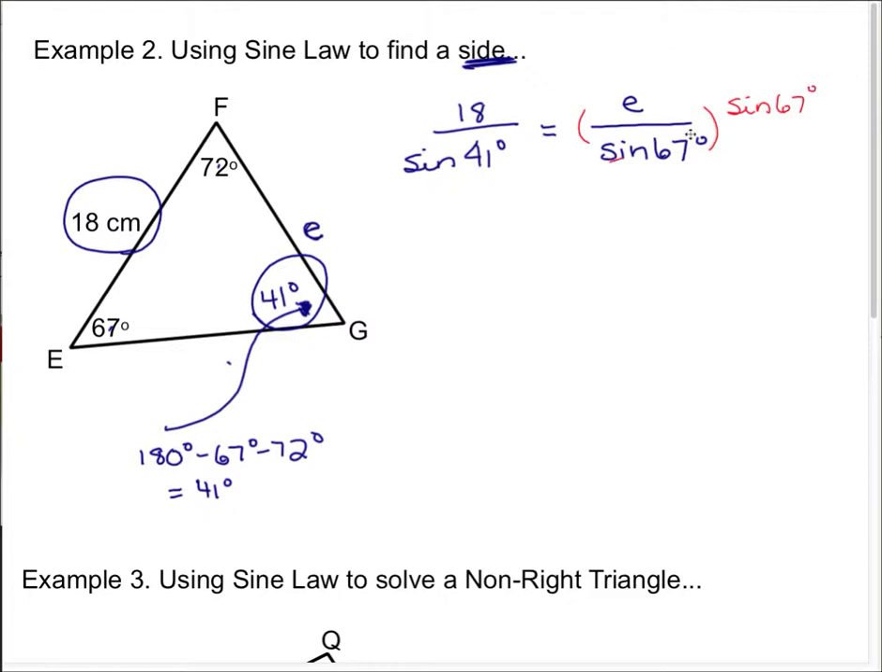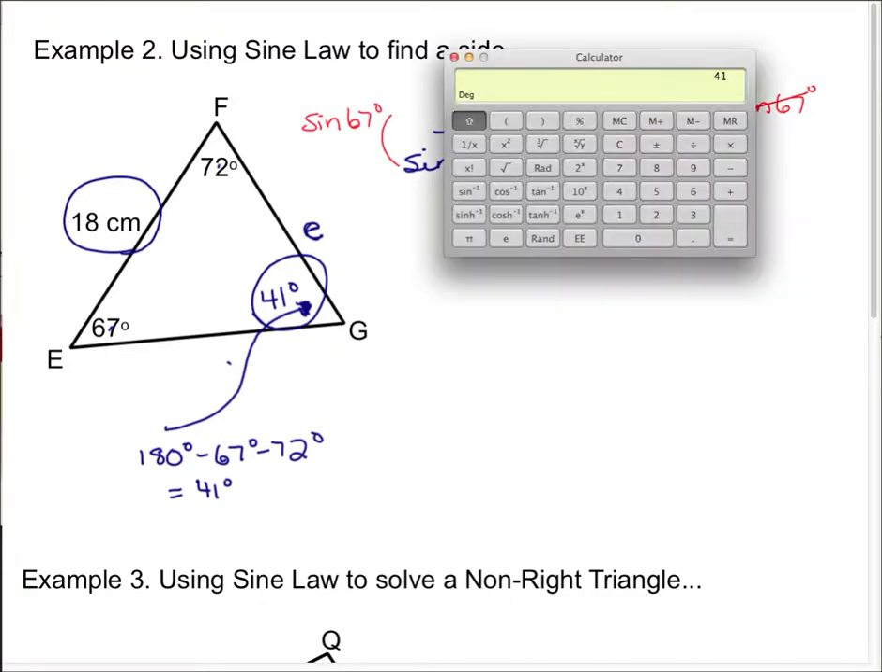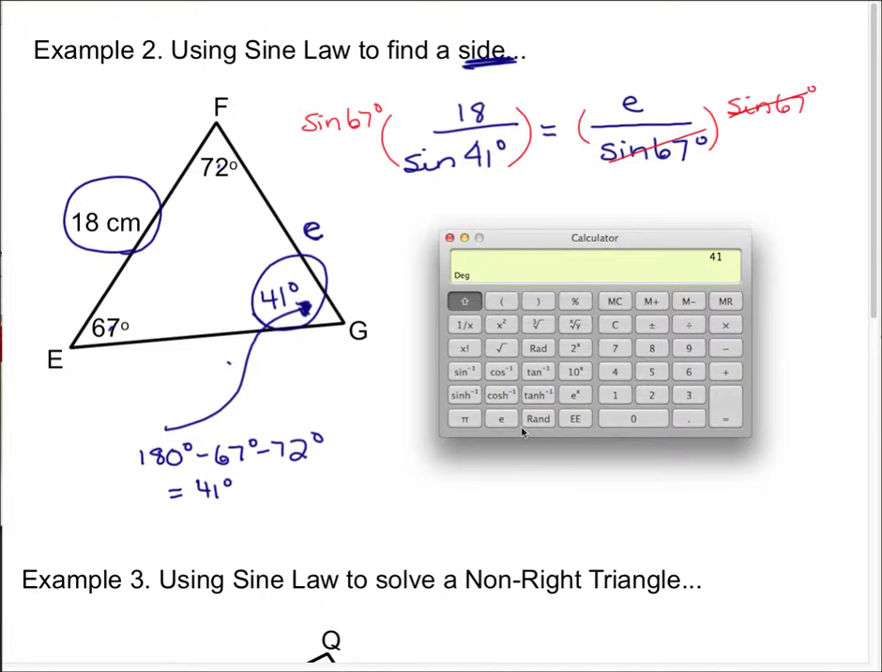degrees. But whatever I do to one side, I've got to do the same thing to the other. So over here, I'm going to go sine 67. Now, I have to multiply this out. Sine 67 times 18 divided by sine 41. Now, I can turn these into numbers if I want to, or better yet, I'm going to let the calculator do it all in one fell swoop.